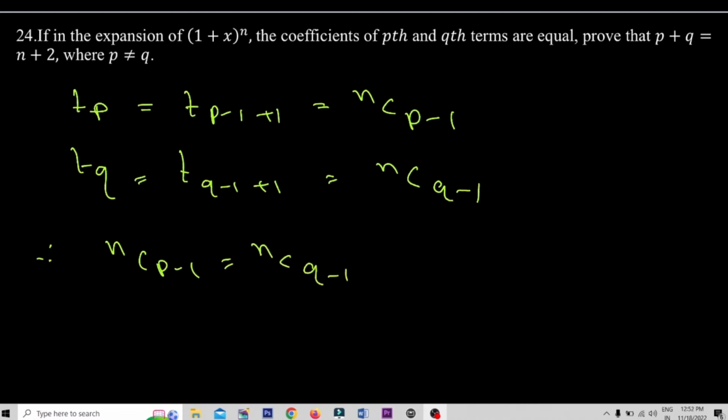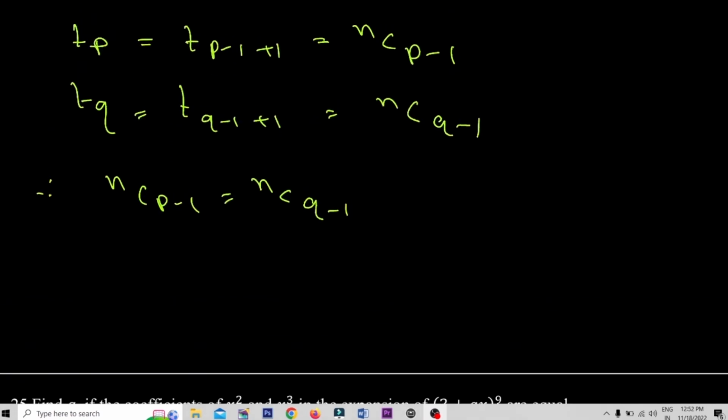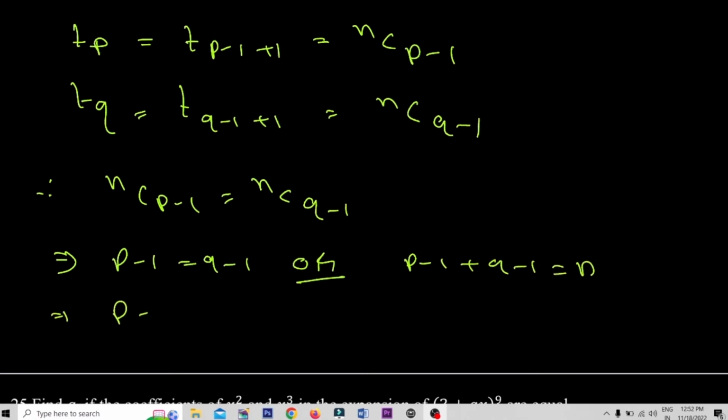If nCr is equal to nCs, then either r equal to s or r plus s equal to n. Therefore, we can write this as either p minus 1 equal to q minus 1, or p minus 1 plus q minus 1 equal to n. Therefore, either p equal to q or p plus q equal to n plus 2. Okay, next sum.